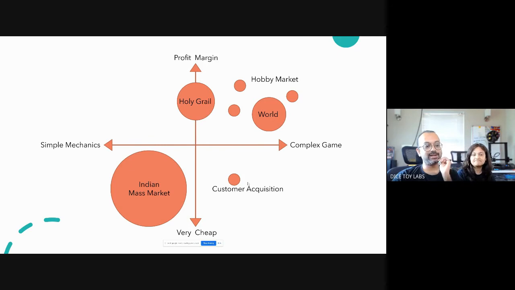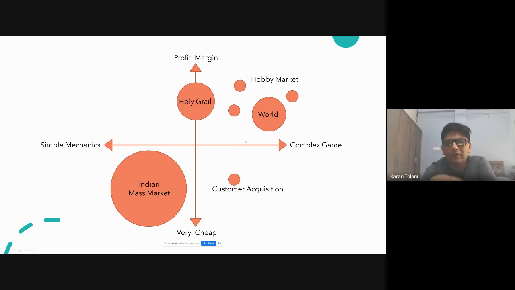Yuddhabhumi and Vallamkali are the two games we are bringing out this month, which will fit into the Indian mass market. The rules of the game are very simple. You can just tell them it's like chess. Have you seen Harry Potter chess? It's easy to tell them. Vallamkali is also the same. It's a boat race of Kerala, with a slight introduction to a new mechanic, which is bidding and deck building. So they understand the whole concept.